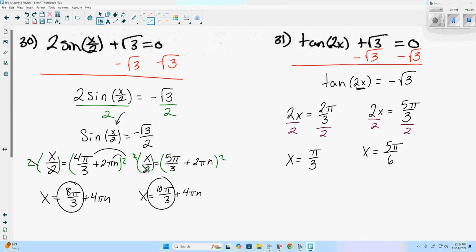And then the third quadrant, tangent's positive at 4 pi over 3. And in the fourth quadrant, it's negative again. We get our 5 pi over 3. And the answer key does have 2 pi over 6, but that reduces to pi over 3. And we'll leave it there. Questions on these here?